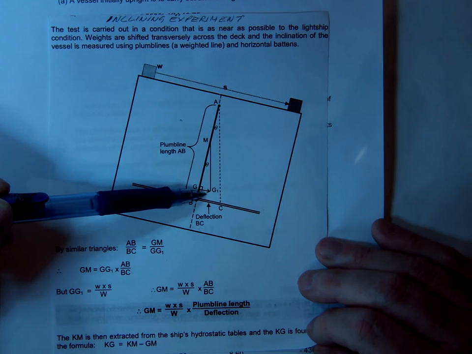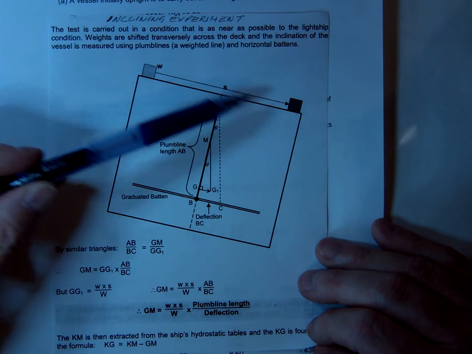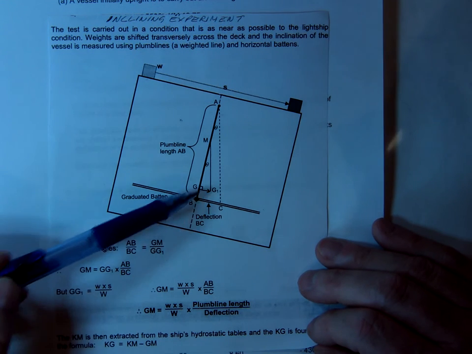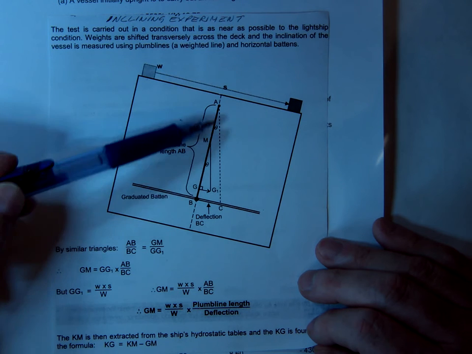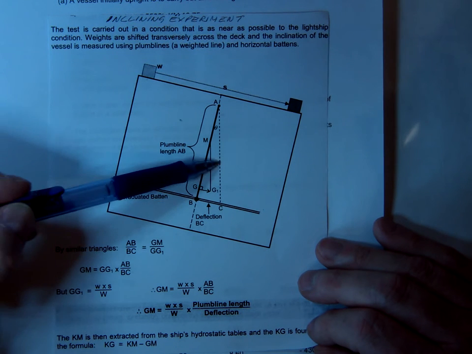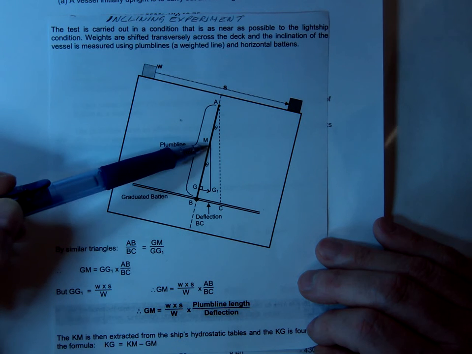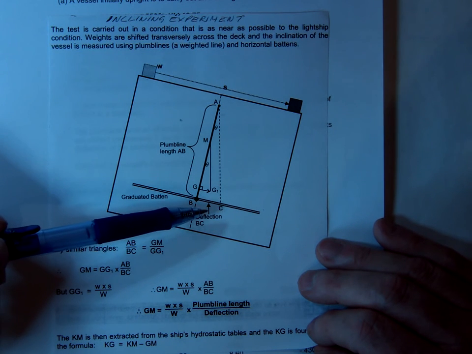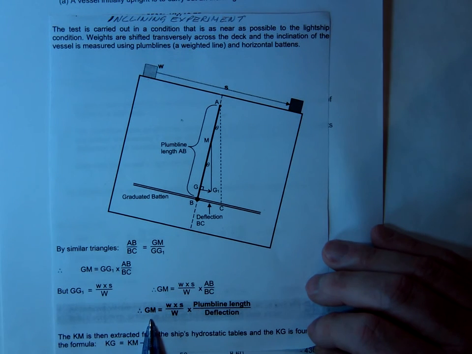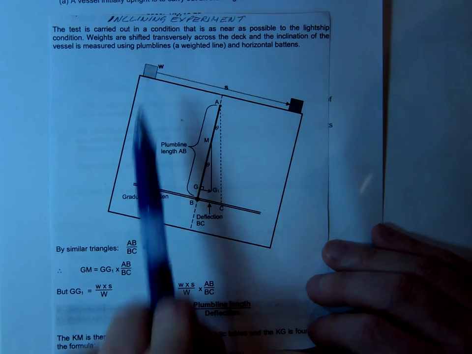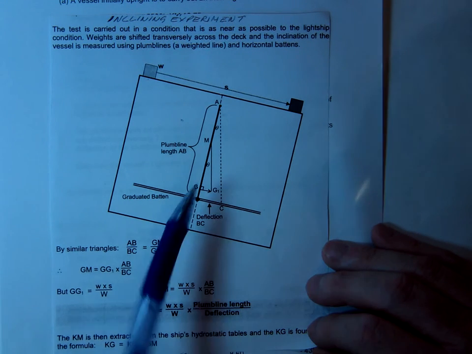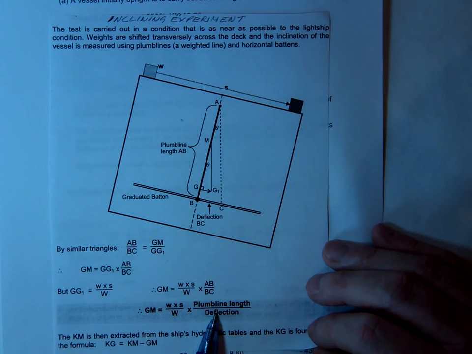So we can find G to G1 because it's the weight times the distance over the displacement. So if we know AB, we know BC, these two are similar triangles, we know GG1, therefore we can find GM. Once we've got the GM, we can subtract it from the KM, and that gives us our KG. So that's, if you like, the maths behind the formula. And written here, the formula GM is W times S, which is the weight times the distance that's shifted, over the displacement of the vessel, multiplied by the plumb line length over the deflection.